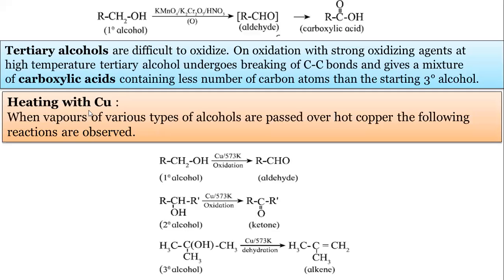The next one is heating with copper. When alcohol vapors are passed over copper, there are three alcohols I will explain: primary, secondary, and tertiary. Primary alcohols on oxidation give aldehydes, secondary alcohols on oxidation give ketones, and tertiary alcohols give alkenes. So this is the same as the previous one. This is only oxidation with copper.